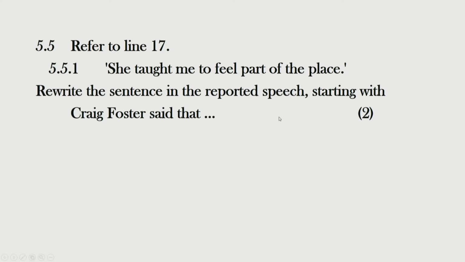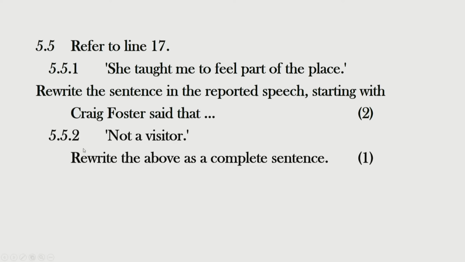Okay, we've covered that. Now we get a sentence fragment, not a visitor. That is called a sentence fragment because it does not form a complete sentence. There's no verb. A full sentence must have a verb, all right? Must have a subject and a verb. Whether it has an object or not is debatable. We'll look at that now.